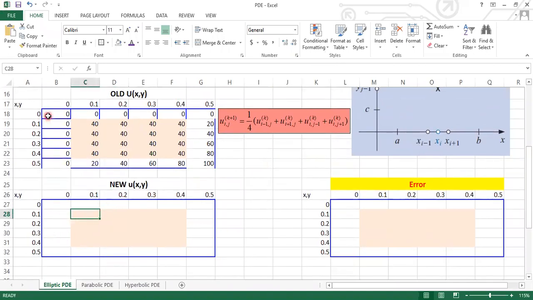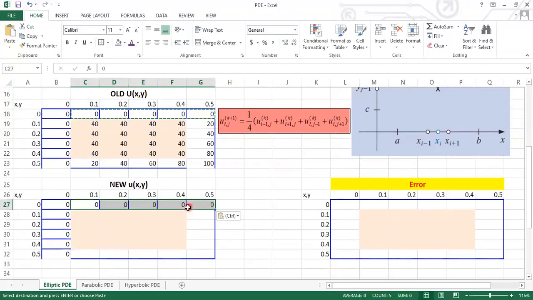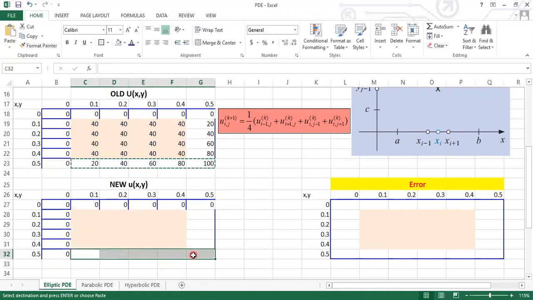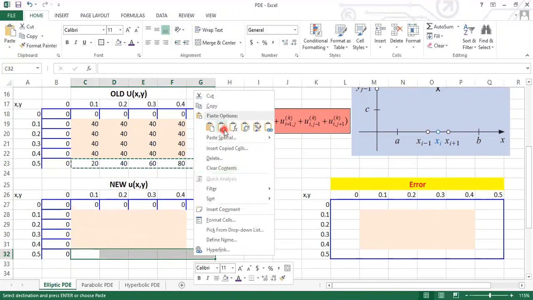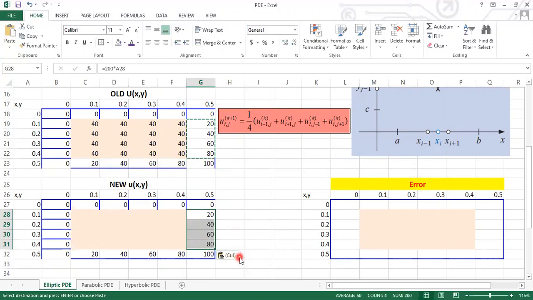Before doing that, we have to copy the boundary values. So let me copy these values here, and all these values. These values should be copied carefully, using the special paste option, which is for values, to paste the final boundary values. Now let's implement the algorithm.